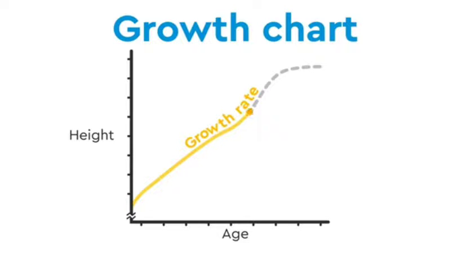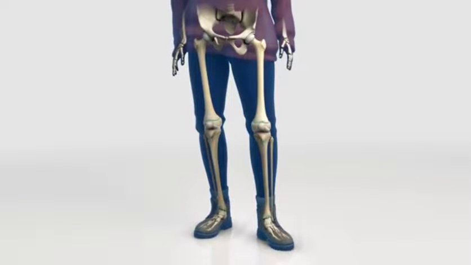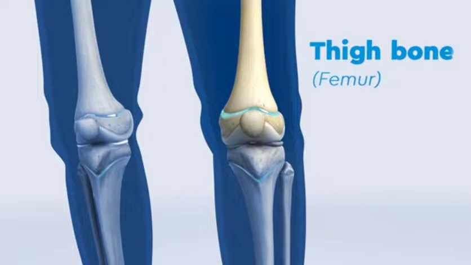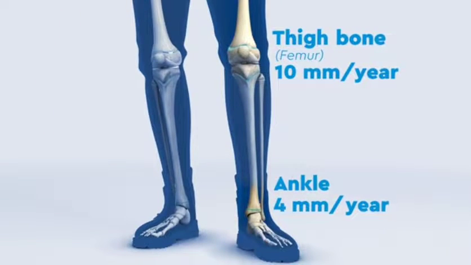The steeper the line on the growth chart, the faster your growth rate. The growth plates in each one of your long bones have different growth rates too. For example, the growth plates around your knees have higher growth rates than other parts of the leg. The end of the thigh bone, or femur, can lengthen as much as 10 millimeters per year in children, while the ankle only grows around 4 millimeters per year.